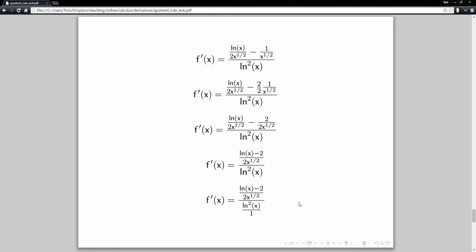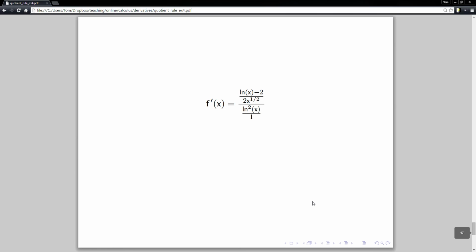If you're a little bit rusty on that, how you would do that is to put ln squared x over 1, and now I'm dividing two fractions. I have this fraction here on top, and I'm dividing by this fraction on the bottom. So how do you divide two fractions? Well, you invert the bottom one and change it to multiplying.